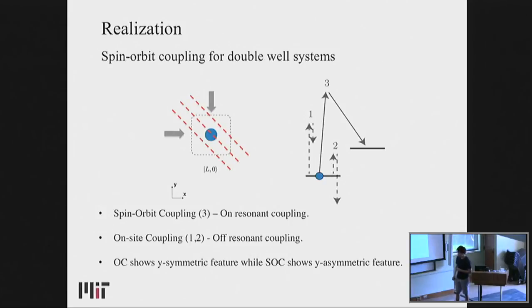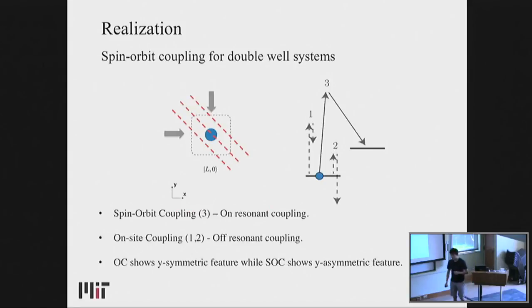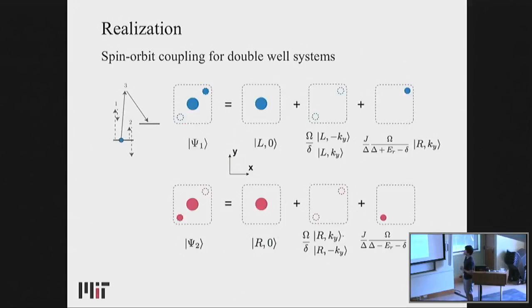So the main signature we're looking for is, when we scan the Raman detuning, is there a moment where we get a resonant transfer of atoms towards one side, above the symmetric on-site coupling term that will appear all the time? Will the on-site coupling term produce heating? Yes, that's possible, but we haven't observed any heating from the on-site terms. But that is totally possible.